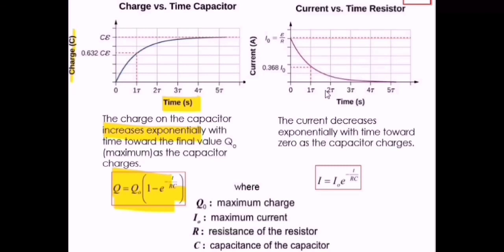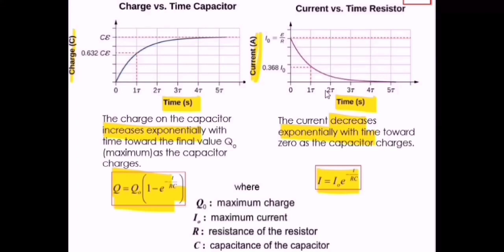Okay, and for the other graph, we have current against time. Like I said earlier, the current will keep decreasing until it actually reaches zero. So the current decreases exponentially with time. So this would be the equation for current.